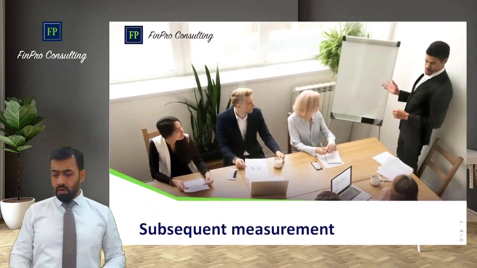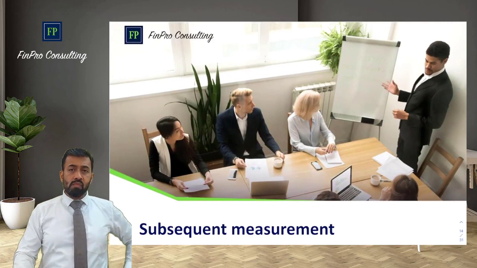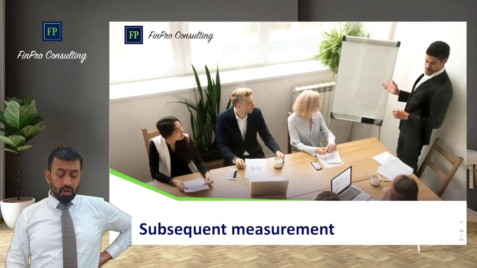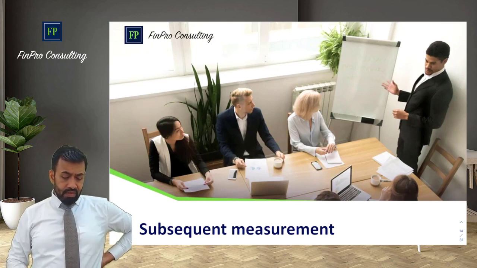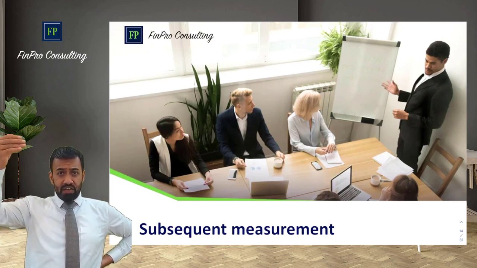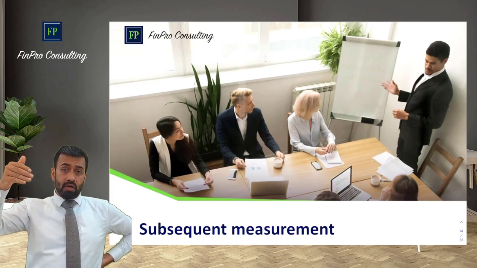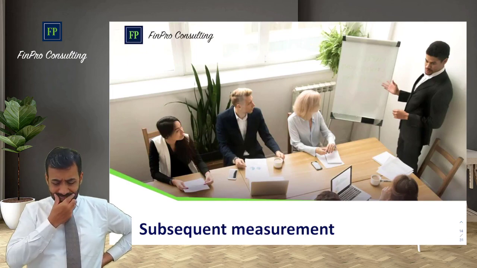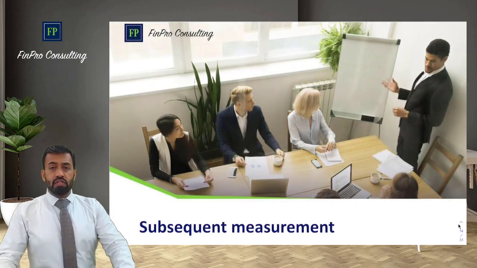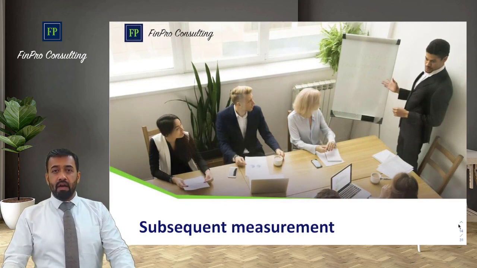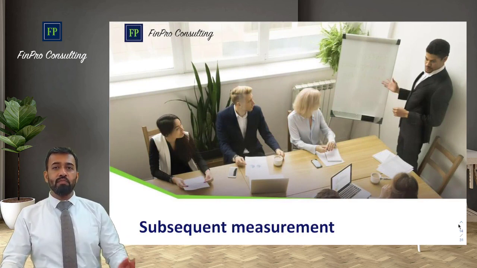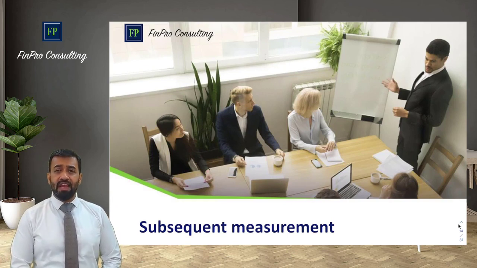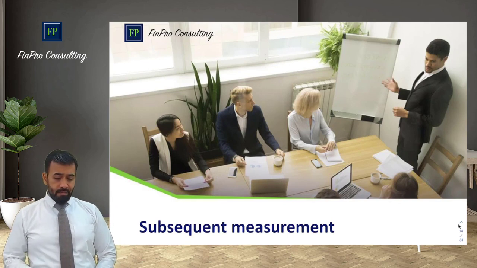Our third important point, subsequent measurement. A third important subtopic, I would say, subsequent measurement. So first is recognition, second is initial measurement, and third is subsequent measurement. Now, subsequent measurement of PPE, intangible assets, and investment property. We will not see subsequent measurement of inventory as a part of this chapter.